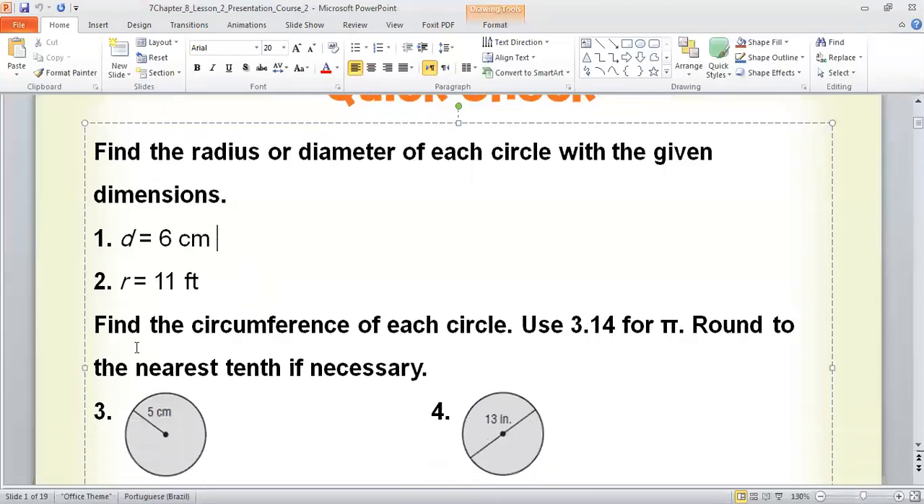Find the circumference. Read this question, please. Find the circumference of each circle. Use 3.14 for pi. So the value of pi here is equal 3.14. He gives me this one as a given. And he said round this one to the nearest tenth in this case.